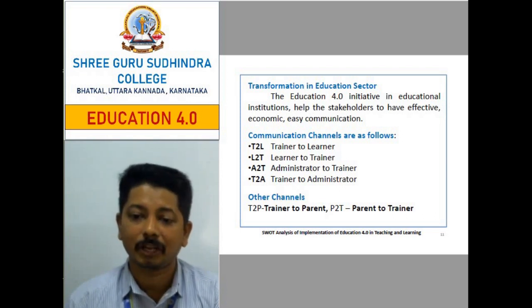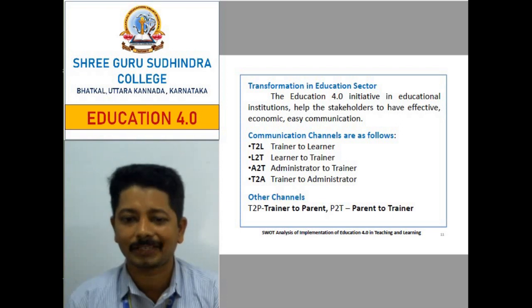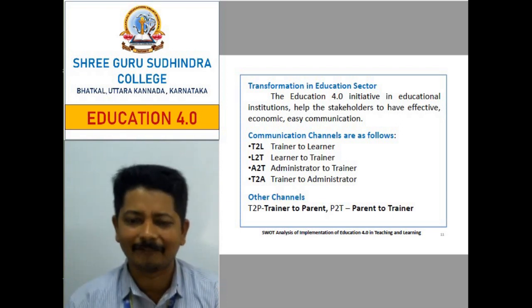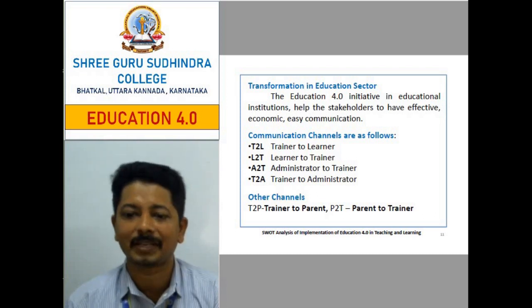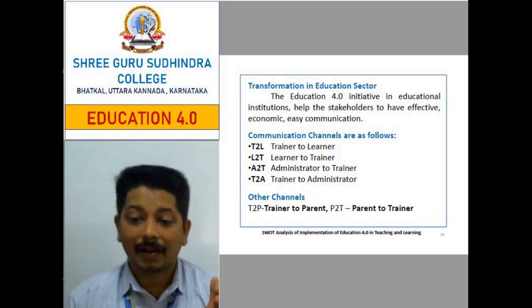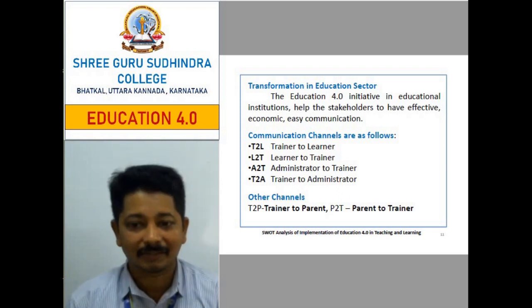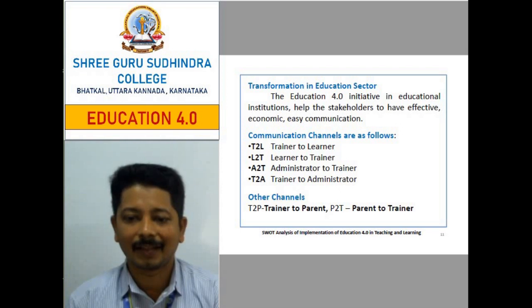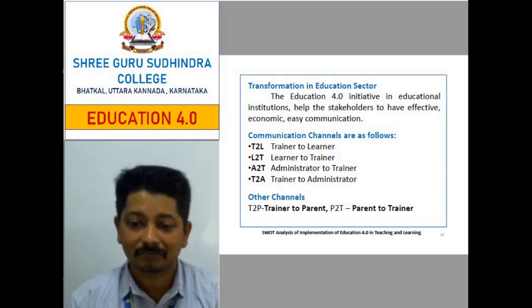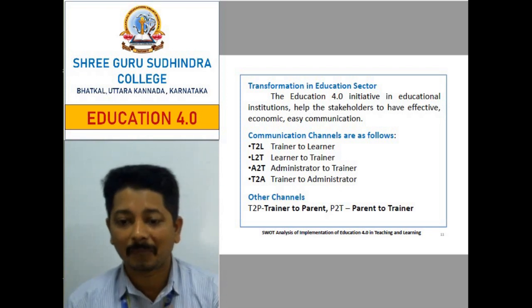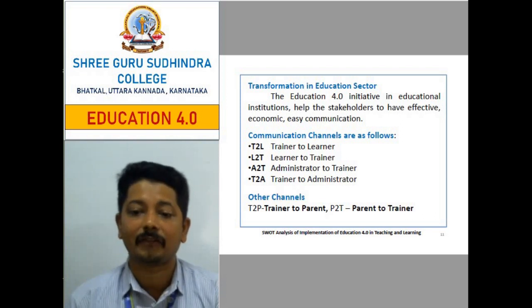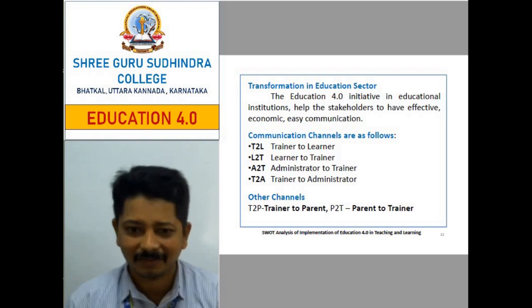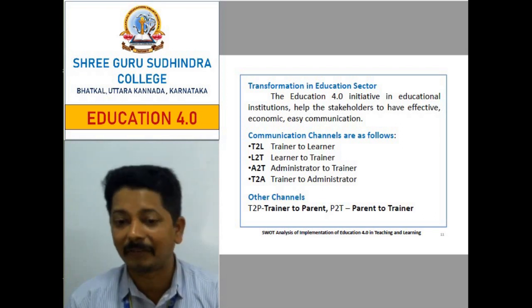Especially education communication is very essential. Most of education takes place by way of communication. When communication becomes more effective, education is also effective. For example, teachers to learner, learner to teachers, that's one phase of communication. Second one, administrator to trainer and trainer to administrator, that's another form of communication. And teachers to parents and parents to teachers or trainers. When these three levels of communication become very effective, then learning becomes very effective. It's beneficial for the student.